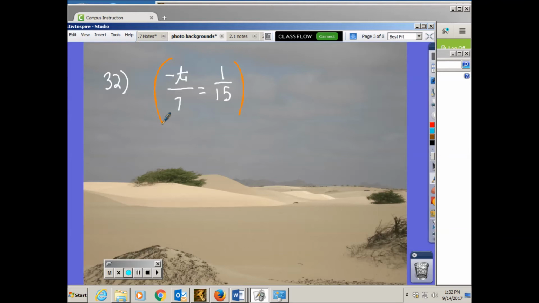So, if I keep very good handwriting, may I please write it? No. Is that a T or a? That's a negative T over 7 equals 1 over 15. Popping with that.